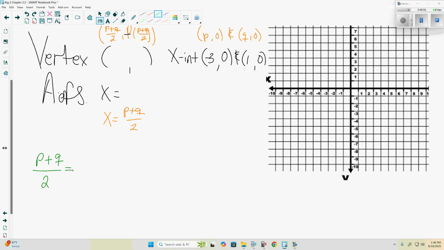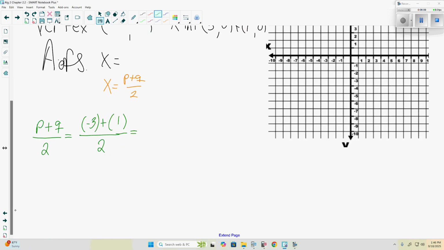Now the next thing we need to calculate is p plus q over 2. What's the value of p? Negative 3. Plus, what's the value of q? To find this, all we're doing is plugging in the values of p and q and simplifying. What's negative 3 plus 1? Negative 2 over 2. It would be negative 1.